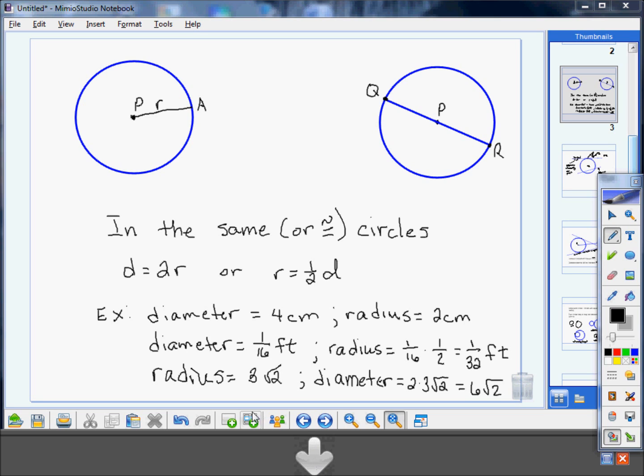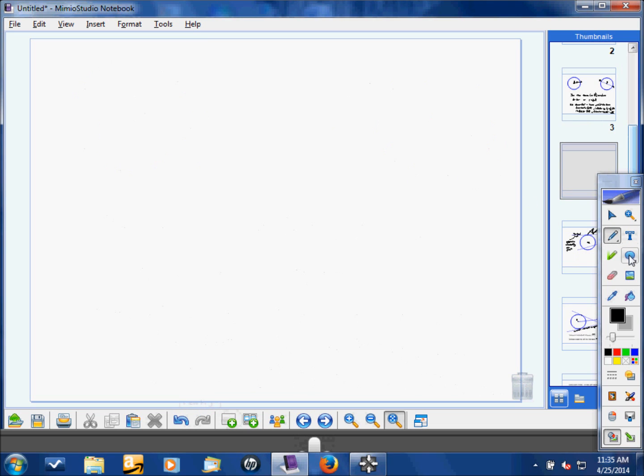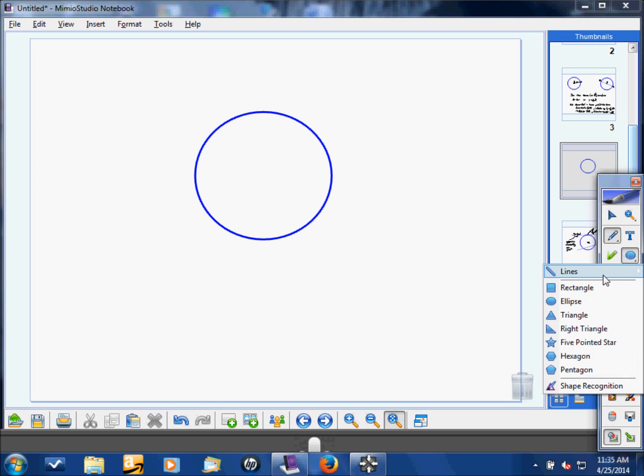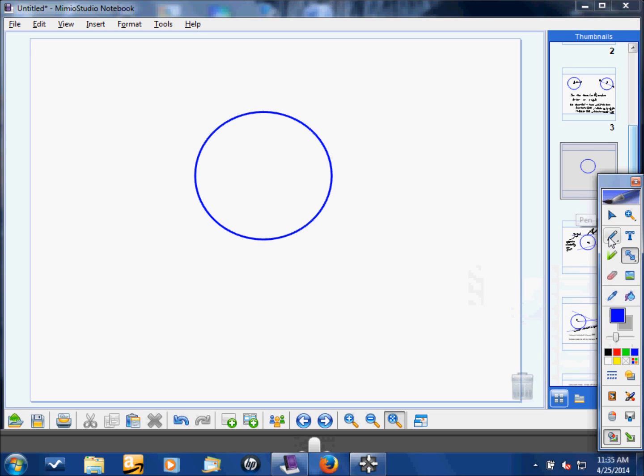Okay, so let's do a brand new thing. I'm going to get a brand new circle here. So just draw yourself a circle and put a dot in the middle. Usually we'll get the dot in the middle. So this is O, your center point. So this is circle O.